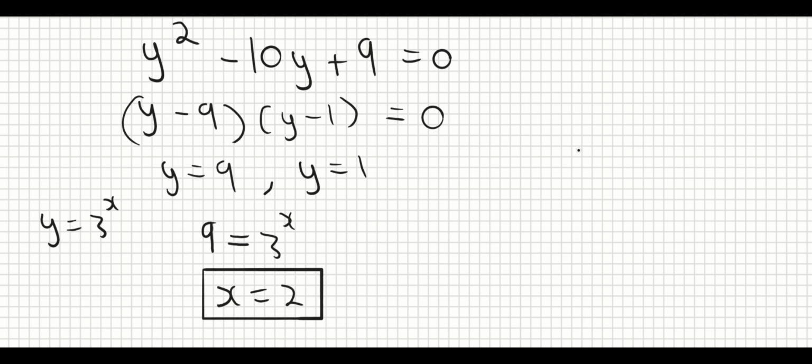And now we do the same. So we've done it for 9 equals 3 to the x. Now we have to do it for 1 equals 3 to the x. Now let's remind ourselves of our indice laws. Anything raised to the power of 0 is equal to 1. So if our result is 1 for an exponential, that means the power has to be 0. So that means x equals 0.